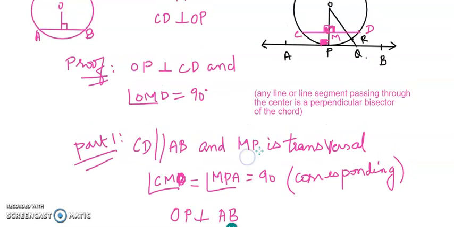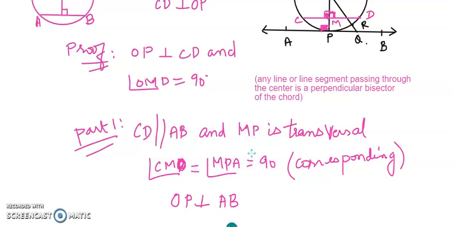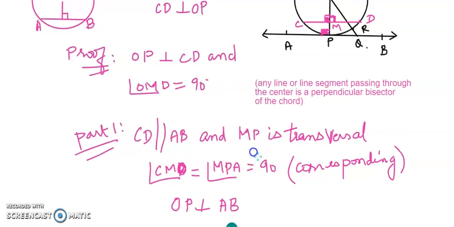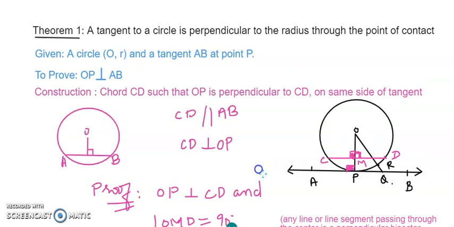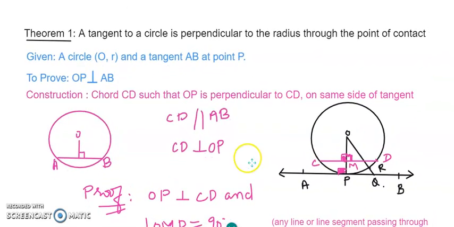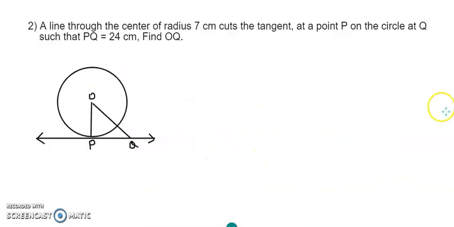So we just gradually use a transversal rule and we prove that the tangent line AB is perpendicular to OP. Clear? Now we are going to use this first theorem of tangent and circle in further questions. Okay, so let's take this.